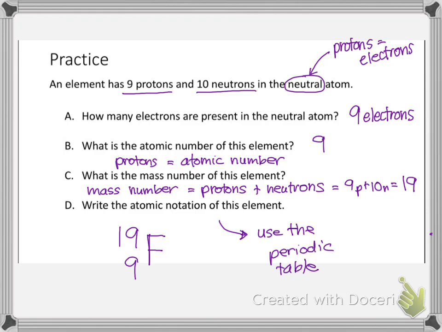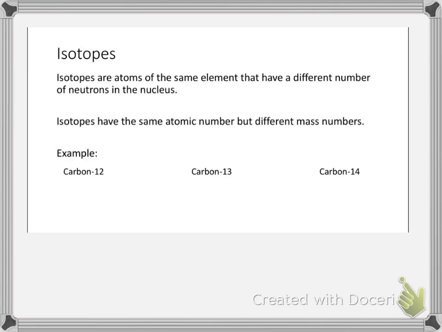Okay, so let's see the next one. The next slide talks about isotopes. This is really just going to be an extension of what we've been working on. The definition of an isotope: these are atoms of the same element, so they have the same number of protons, but they have different mass numbers. They have different numbers of neutrons.